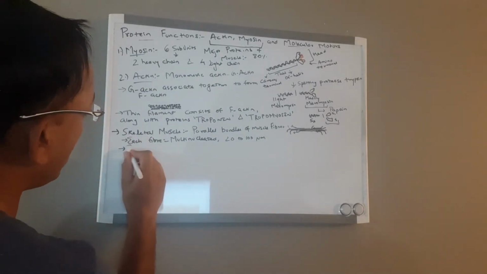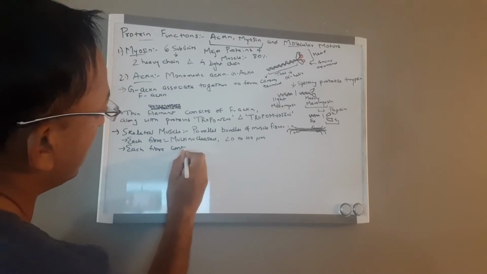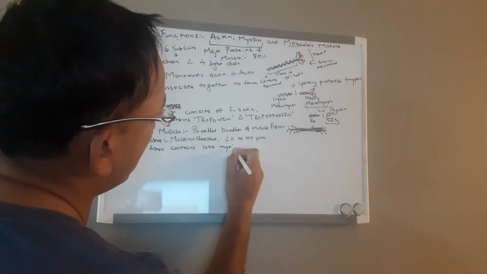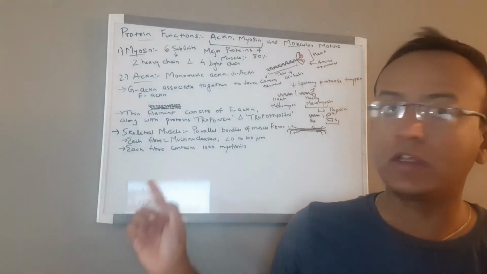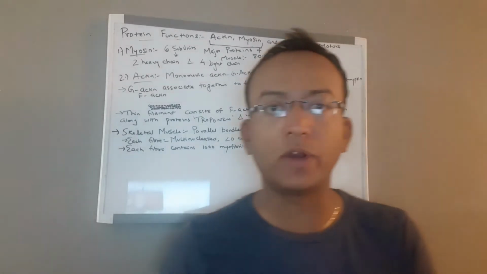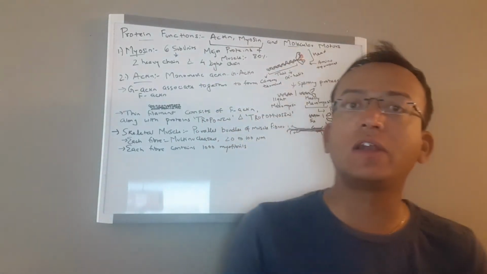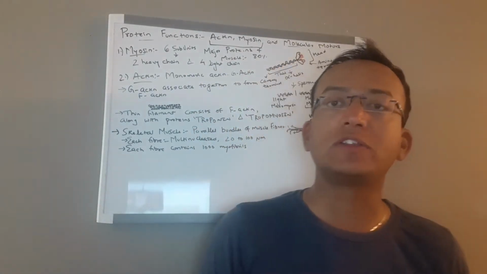Each fiber contains 1000 myofibrils, and each myofibril is 2 micrometers in diameter and consists of a vast number of regularly arrayed thick and thin filaments, complexed with other proteins as well.